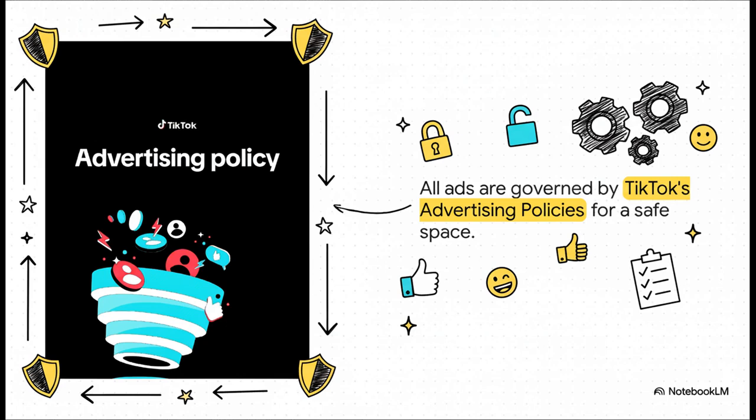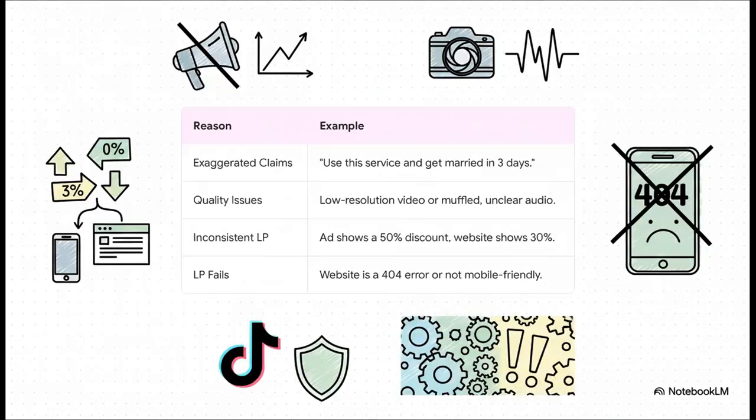Every single ad goes through a review based on these policies, so understanding them isn't just a good idea, it's a must-do for a smooth launch. All right, so you really want to avoid these common mistakes. First, don't make crazy, exaggerated claims you can't back up. Second, make sure your video and audio are good quality. Nobody wants to watch a blurry, muffled ad. Third, your landing page has to match what you promised in the ad. And finally, and I'm begging you on this one, make sure your website actually works on a phone and doesn't lead to an error page. These simple checks will save you so many headaches.